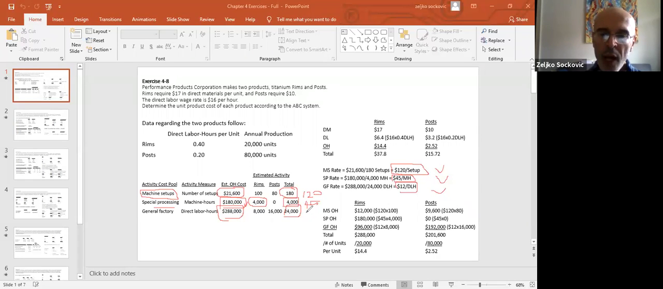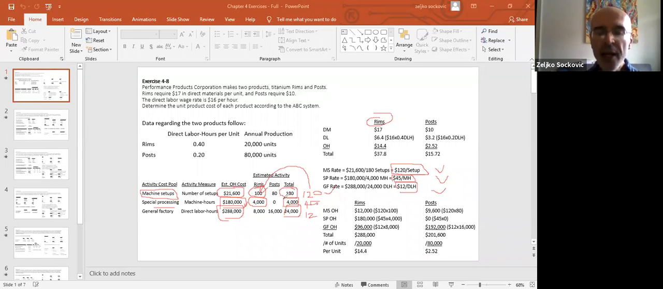Okay, so what do we do now with these POA jars? Well, now it depends what we are asked for. Let's say we are asked for rims. How much will rims cost us per unit? Okay, well, here down on the bottom, we are dealing with overhead. So we will say $120 per setup, right? How many setups will rims use? Well, 100 setups.